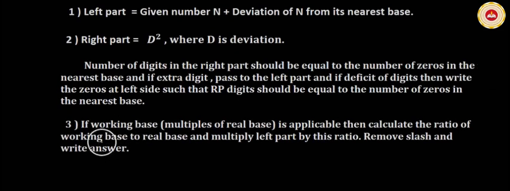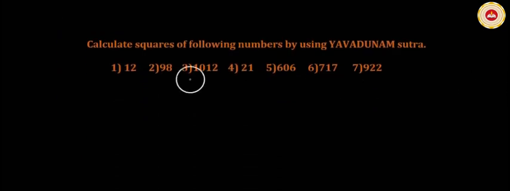Now, third step. See friends, this third step is applicable only when a working base is applicable. If a working base is applicable, then calculate the ratio of working base to real base, and multiply the left part by this ratio. Remove the slash and write the answer. Right? So friends, let us practice this method by solving a sufficient number of examples.